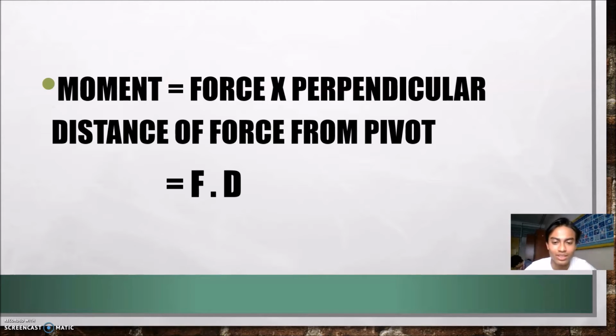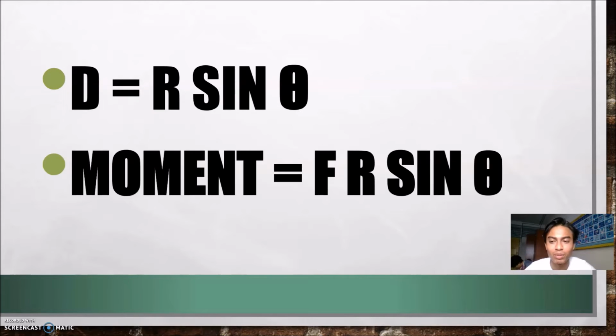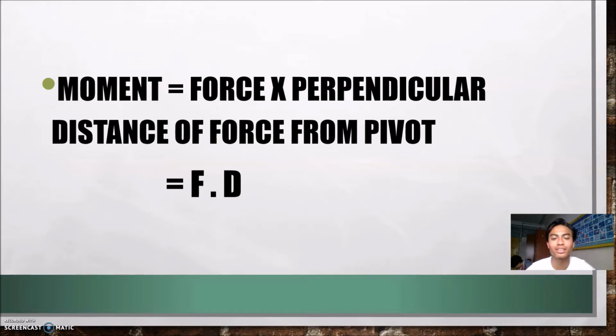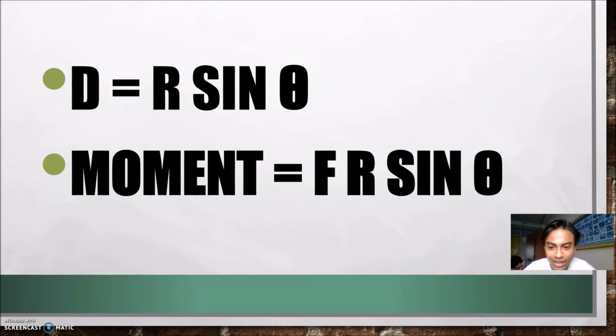However, sometimes people don't push the door at a 90-degree angle. In the situation where the force is applied from an angle other than 90 degrees, the perpendicular distance between the hinge and force is given by d equals r sine theta. And now our new formula for moment is force times r times sine theta.